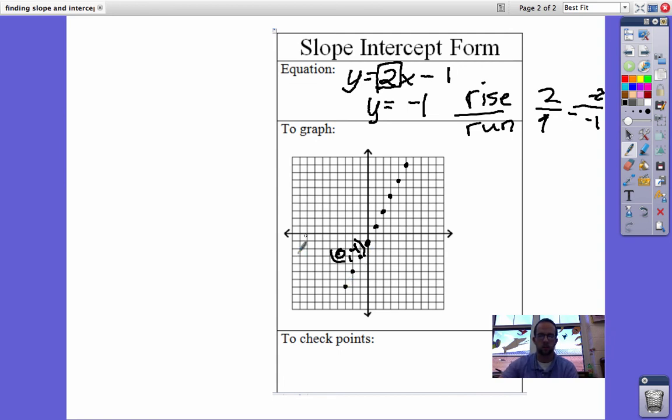To check all your points, what do you got to do? To make sure that it actually works in your equation, how do you check it? I'll ask that in class, but you should be able to figure out how to check your points. Go ahead and fill that in. So, really easy to graph a line if you're given the equation, as long as you can find those x and y intercepts.